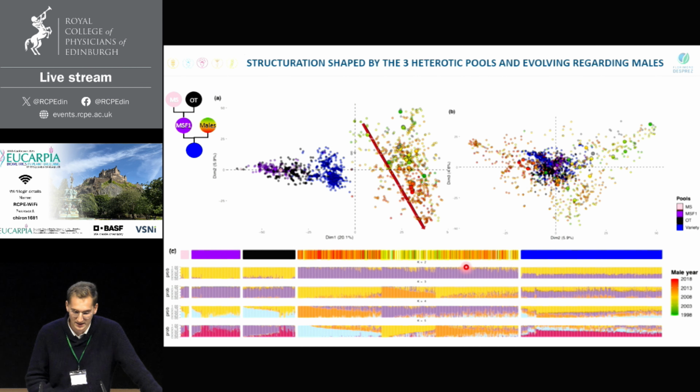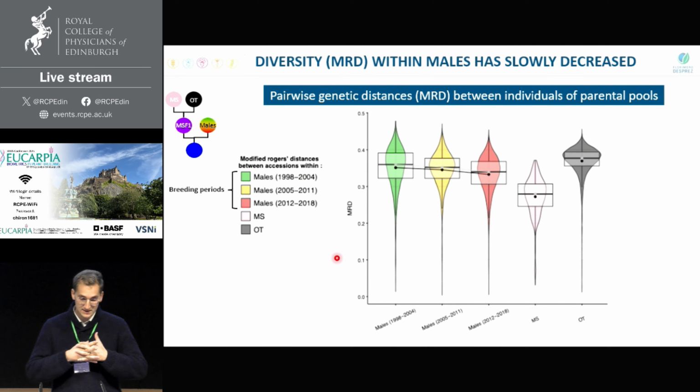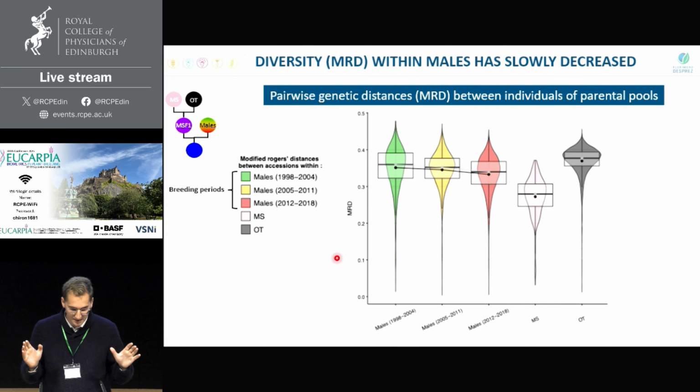So this is why we came up with looking at 3 eras, 3 breeding periods within males. As you can see here, the older, intermediate and newer breeding periods match pretty well with the structuration. Here, looking at diversity, I'm using MRD, pairwise genetic distances between individuals.